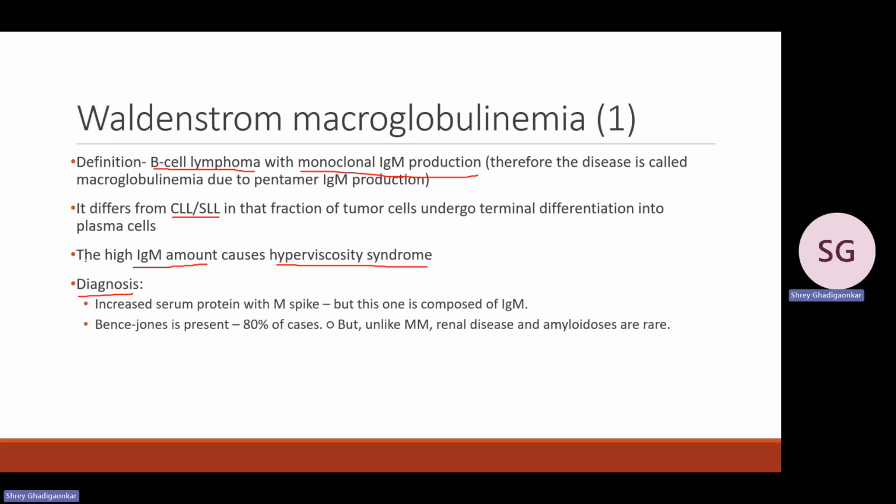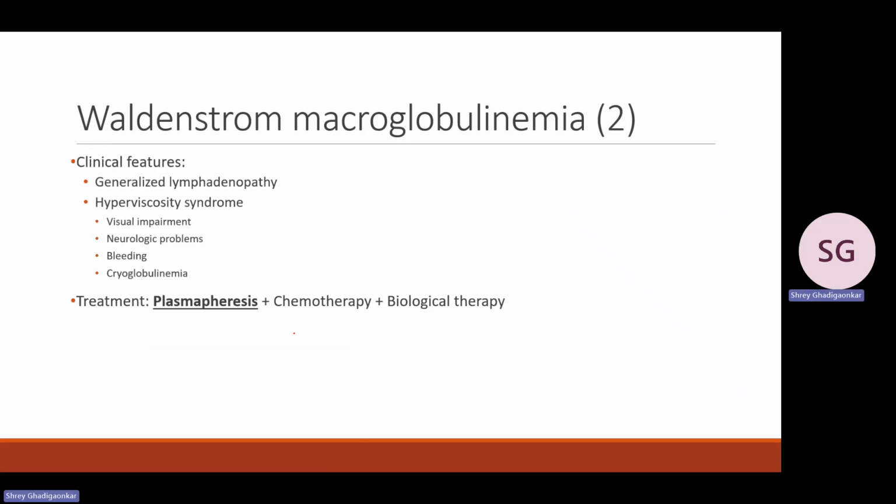Regarding the diagnosis, you have increased serum protein with an M spike, but this one is composed mainly of IgM. Bence-Jones protein might also be present, but you don't have any renal disease or amyloidosis in most cases. Regarding the clinical features, since it's a lymphoma, you're going to have lymphadenopathy as well as hyperviscosity syndrome. This is associated with thickening of the blood, and you may have hypertension, visual impairment, neurological problems, bleeding, cryoglobulinemia, etc. Regarding the treatment, the examiners won't mainly ask you the treatment, but I feel it's good to have an idea. You would like to know plasmapheresis, as well as chemotherapy and biological therapy. In plasmapheresis, you remove the excess protein present within the blood, which does seem to decrease the load on the patient.